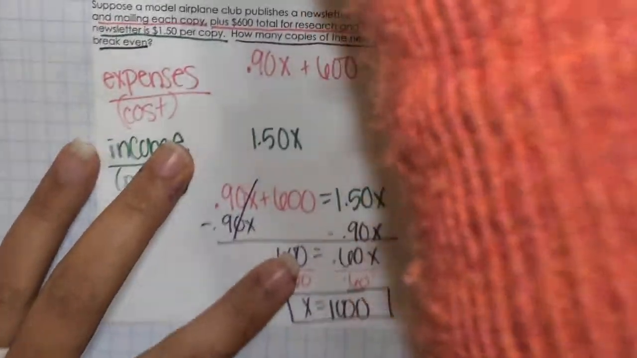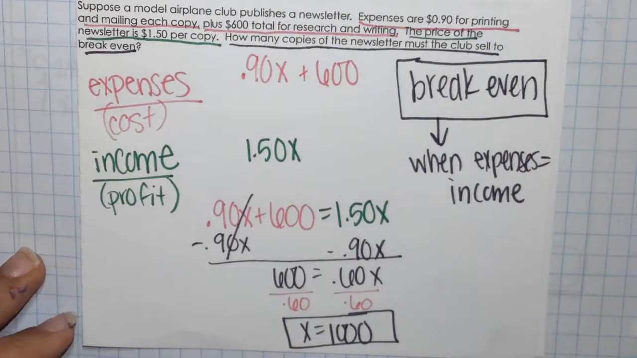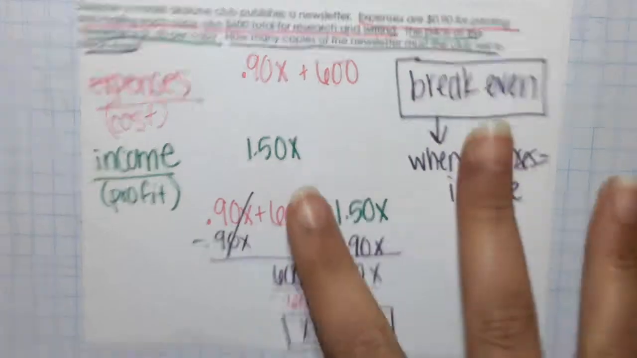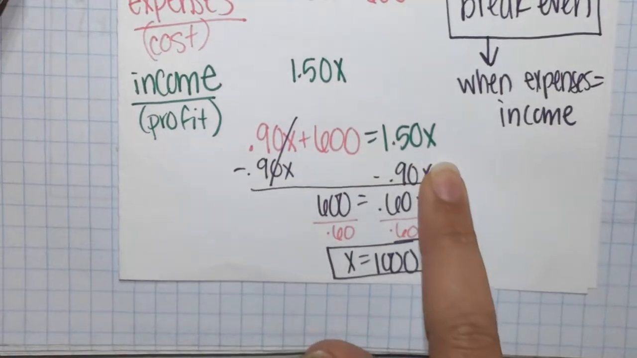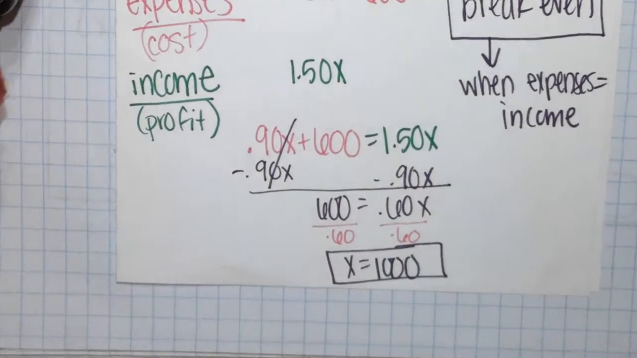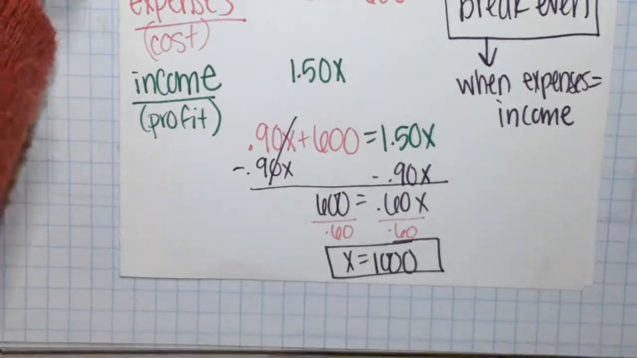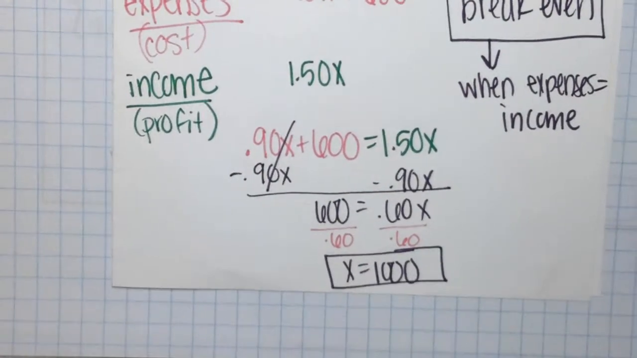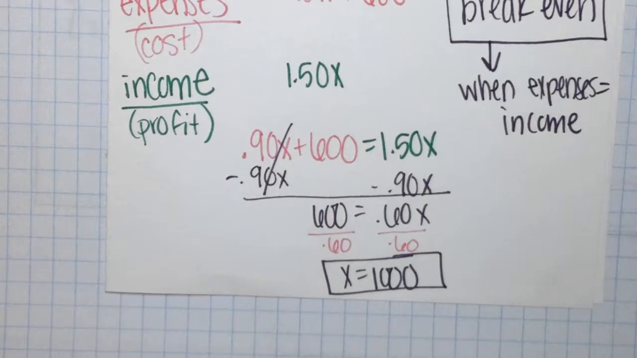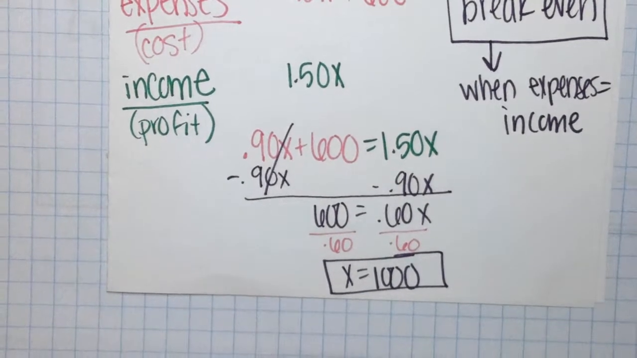I got 1,000. So you stop yelling at me, Jorge. You subtract 0.90x from both sides, divide by 0.60, and you get x equals 1,000. So how many copies of the magazines do they need to sell? Thank you, Jorge. Can you stop yelling at me? C.